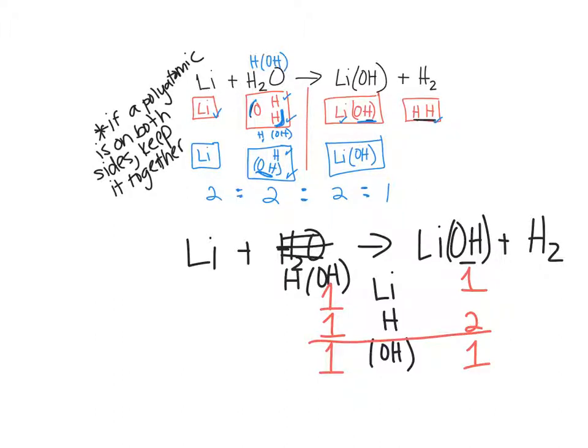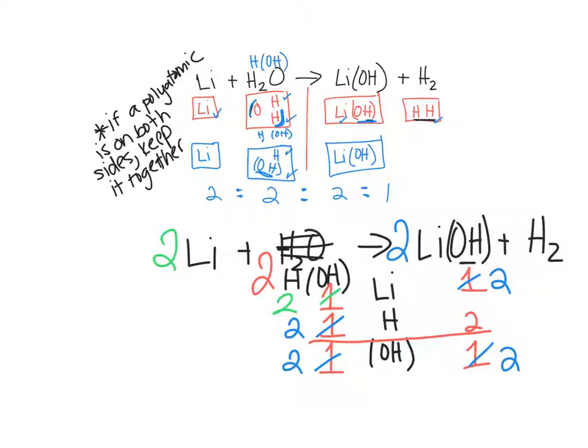So I'm going to mess with this first. I'm going to fix that by putting a big 2 here, and now I'm going to recount. Now I have 2 hydrogens and 2 hydroxides. So I'm going to go to the other side and put a big 2 in front of this one. I recount: I have 2 lithiums, 2 hydroxides. So finally, I'm going to go back to the other side and put a 2 in front of my lithium and show that I have 2 right there. And you end up with your 2, 2, 2, 1. Fun stuff.